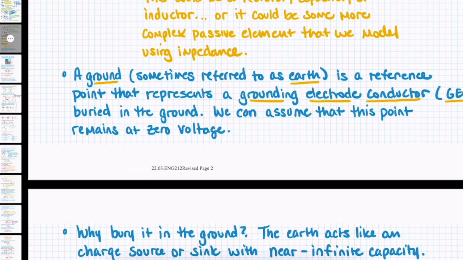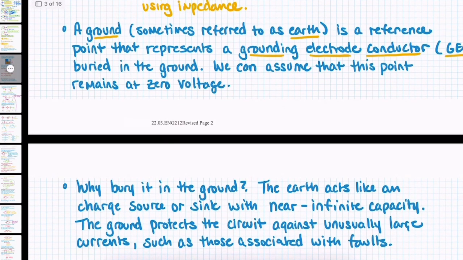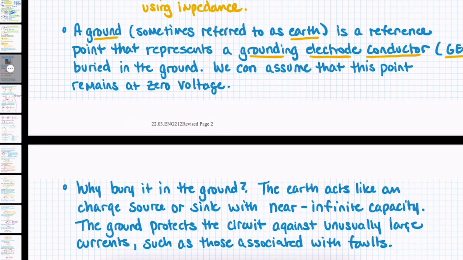A ground, and I think we've talked about this as well already, but briefly I'll discuss it again. I apologize for the repetition. So a ground, sometimes referred to as earth, is a reference point that represents a grounding electrode conductor buried into the ground, and we can assume that this point remains at 0 voltage. It's essentially an infinite sink or supply of current. It can consume as much current as it needs to, and it can generate as much current as it needs to.